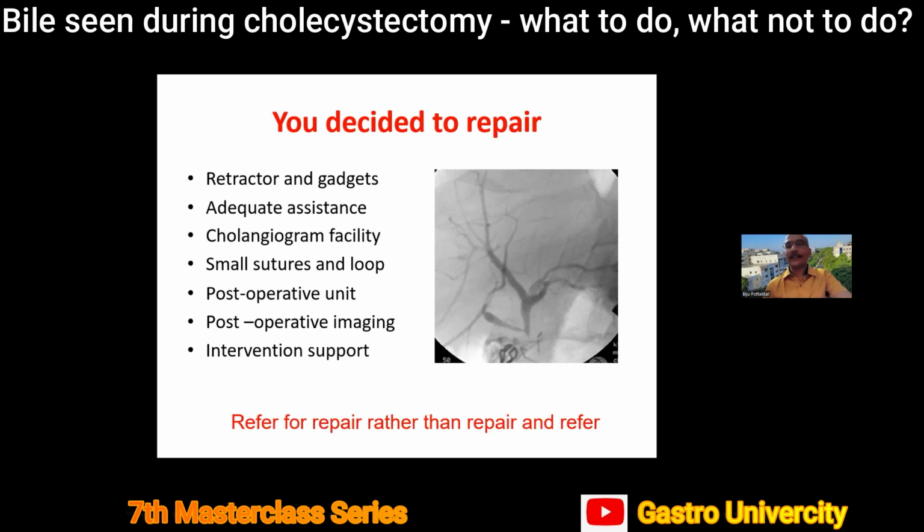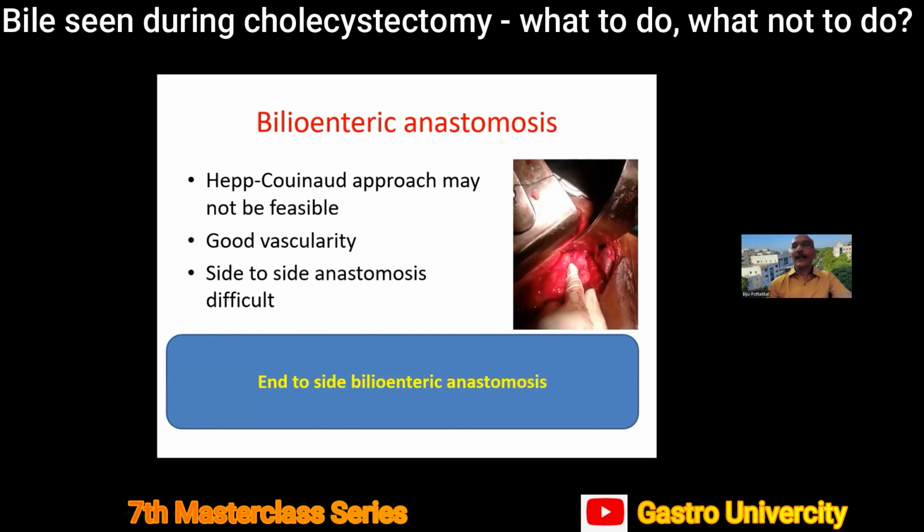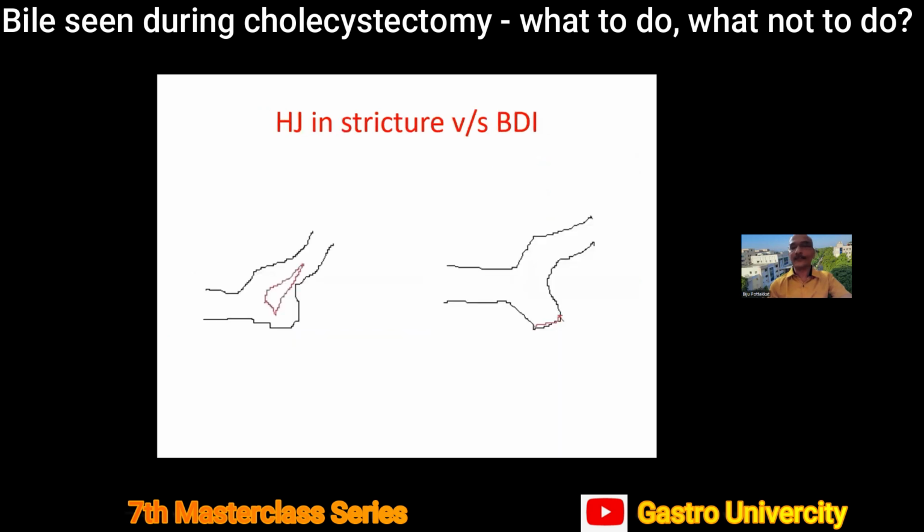Refer for repair rather than repair and refer. And if you opted for a primary repair or biliary anastomosis, there is some difference you have to keep in mind between biliary stricture repair and acute bile duct injury. In biliary stricture repair, we do not do an end-to-end repair. It's a functional end-to-end, but technically it is a side-to-side anastomosis like this. But in acute bile duct injury, normally you will end up with an end-to-side anastomosis because these bile ducts will be very small.